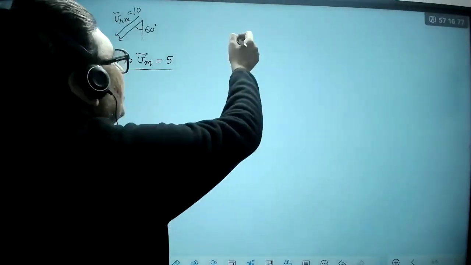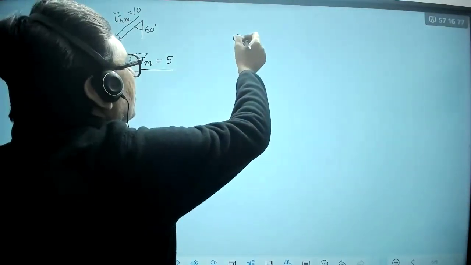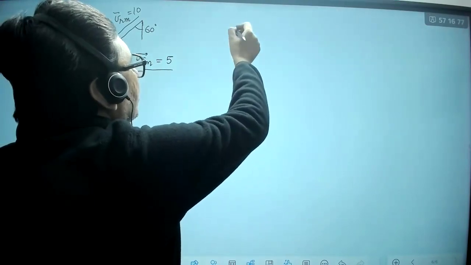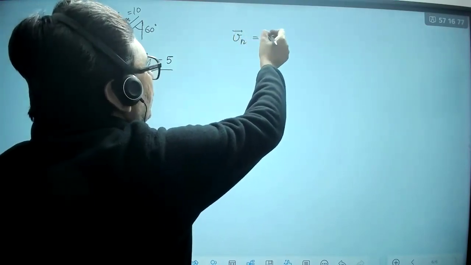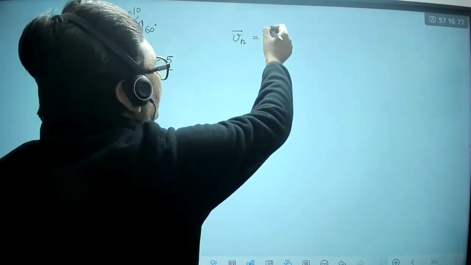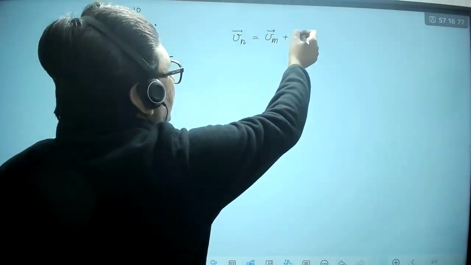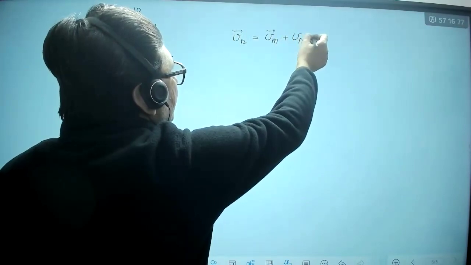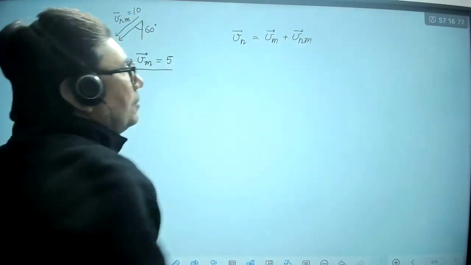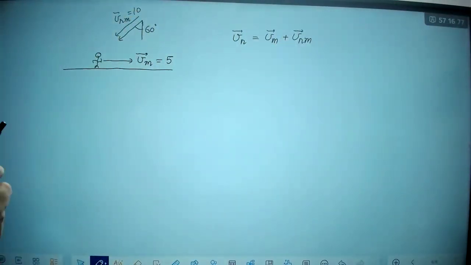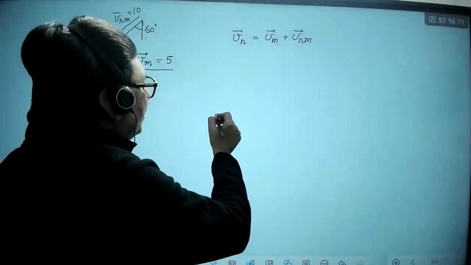So what is the equation which you have to remember? VR equal to VM plus VRM. Don't forget this. In any situation, don't forget this. You have to remember it in this way. So first I'm drawing this VM.